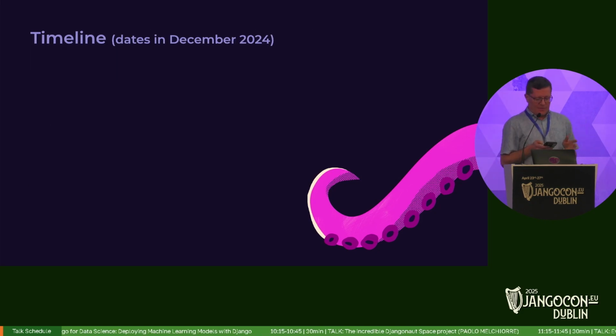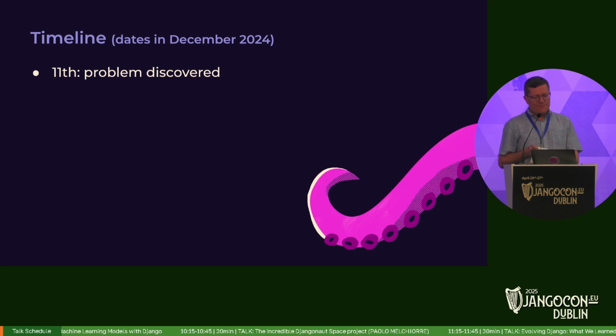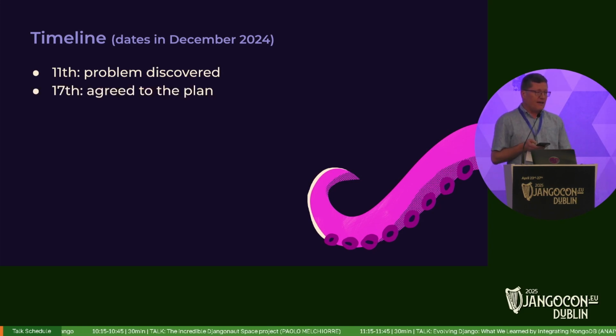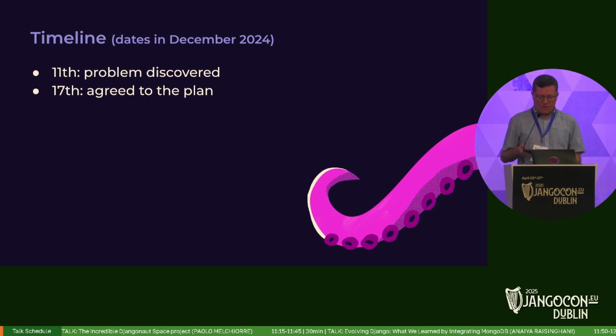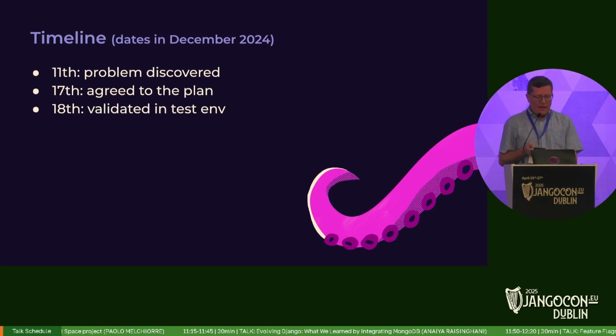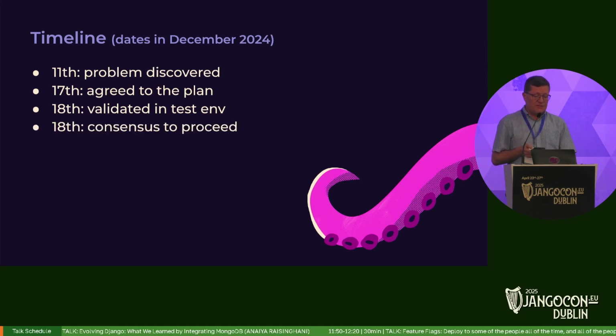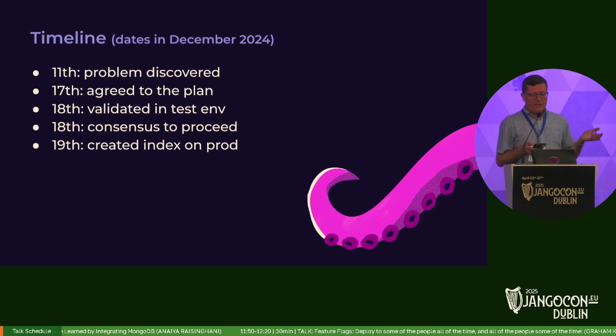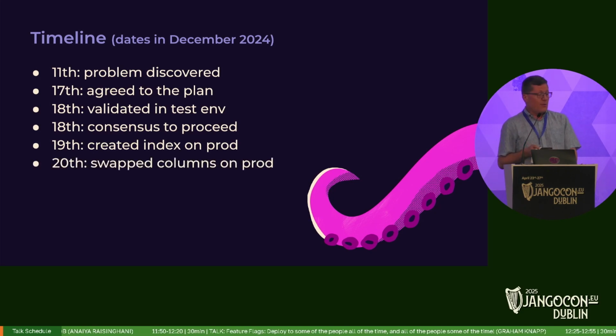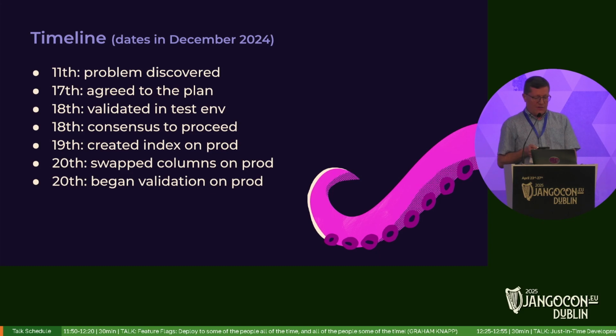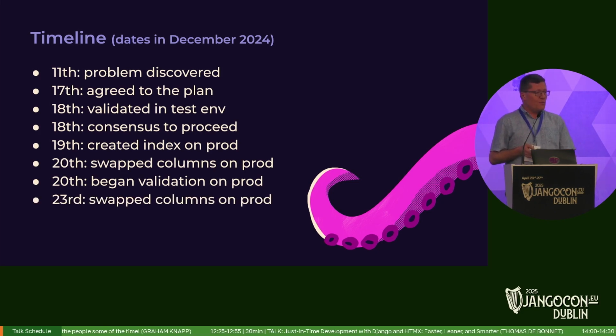So here's a quick timeline. We discovered the problem on the 11th of December. On the 17th, we agreed to the plan after tossing around a few other ideas and testing out how long backfilling was going to take and that kind of thing. On the 18th, we validated this plan in the test environment. That same day, we got consensus to proceed. On the 19th, we created the index on prod. On the 20th, we swapped the columns. On the 20th, we began validation on prod, that is checking that everything was still working without the primary key index on this table. On the 23rd, we decided everything was looking okay. We swapped the columns on prod. I said that twice, didn't I?